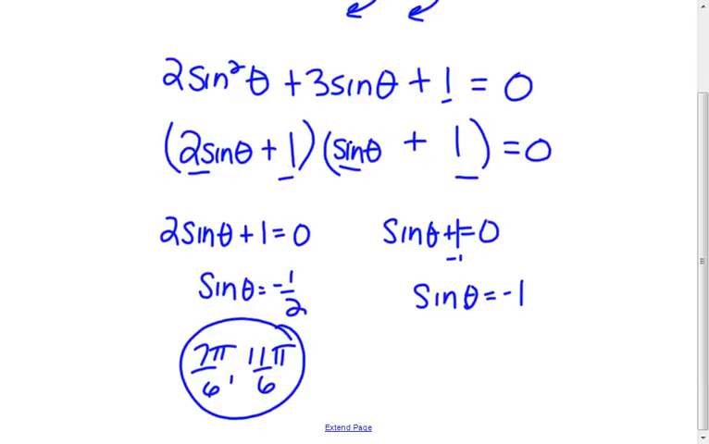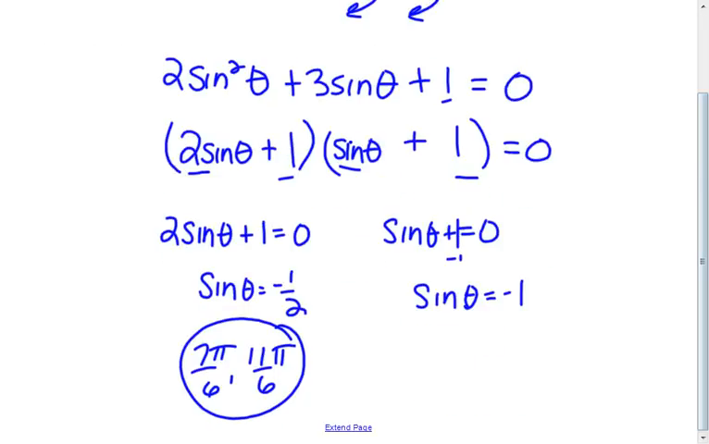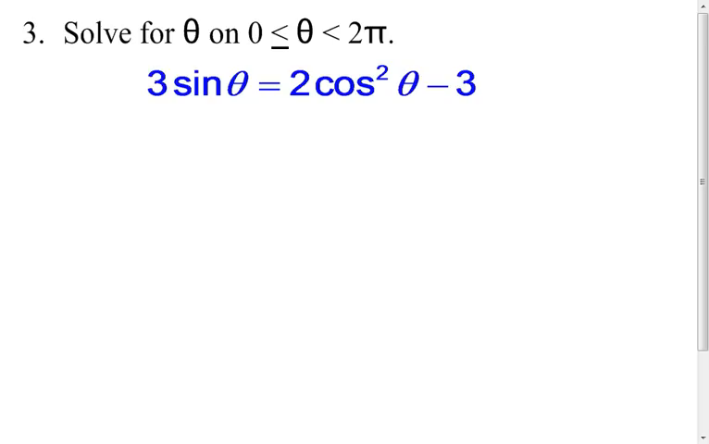And then on the right, I'm needing to figure out where sine is negative 1. And the only spot where my sine value is negative 1 is at 3 pi over 2. And again, just remember, you need to give me every spot on the unit circle, not just the ones in the restricted intervals, because there's no negative 1 or arc symbol. So I need those 3 answers for that problem.